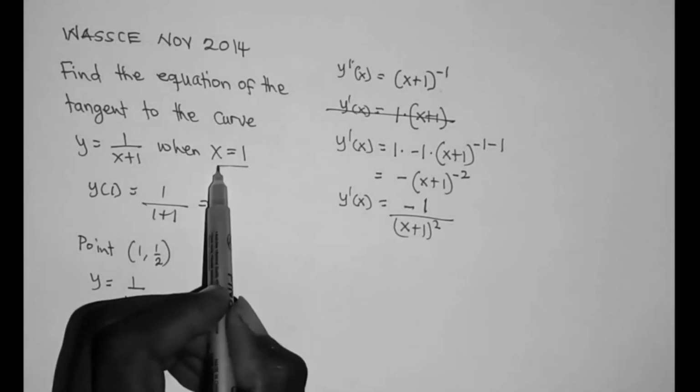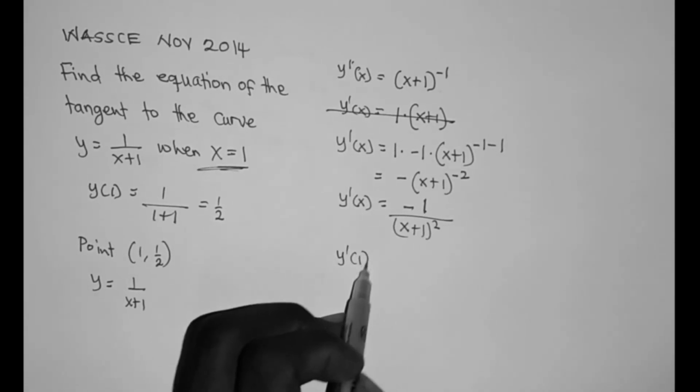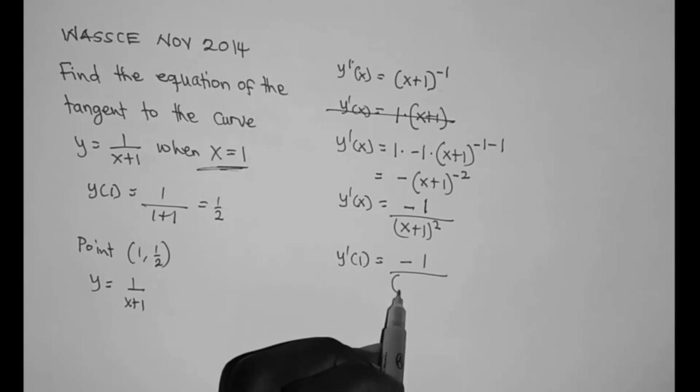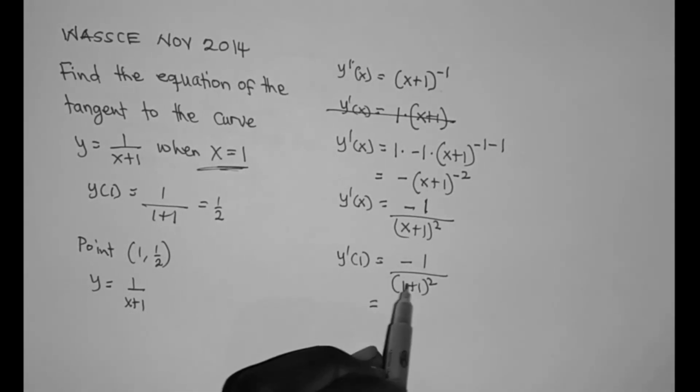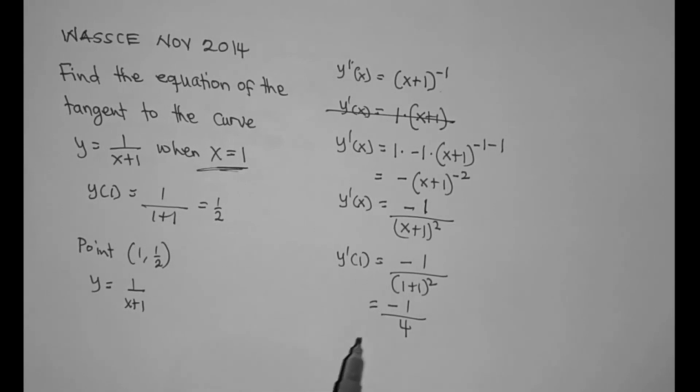So the point is x is equal to 1. So let's find y prime of 1. This is equal to minus 1 over (1 plus 1) squared. So 1 plus 1 squared is 2 squared, and 2 squared is 4. So minus 1 over 4. This then implies that the gradient is equal to minus 1 over 4.